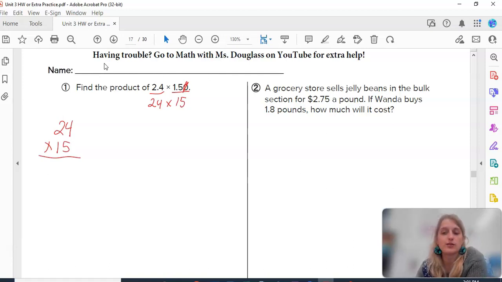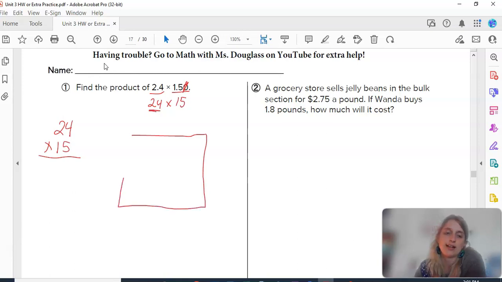If you know how to do that, great. That might be the more efficient way. If you want to do that and you don't want to do the next strategy, that's fine. If this is hard and or you are consistently getting these types of problems wrong, then another option is an area model. I see that this 24 has two digits, the 20, that 2 in the tens place, and the 4. And the 15 also has two digits. This is what's going to cause me to do a 2 by 2 area model.